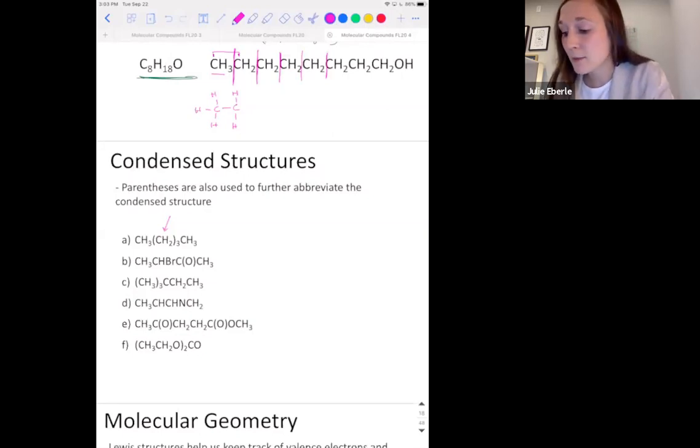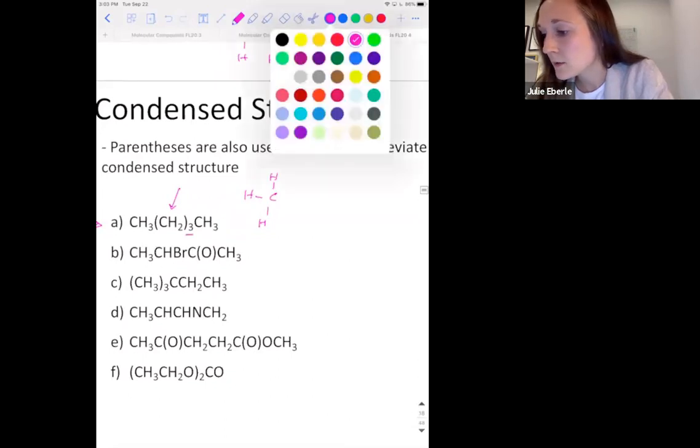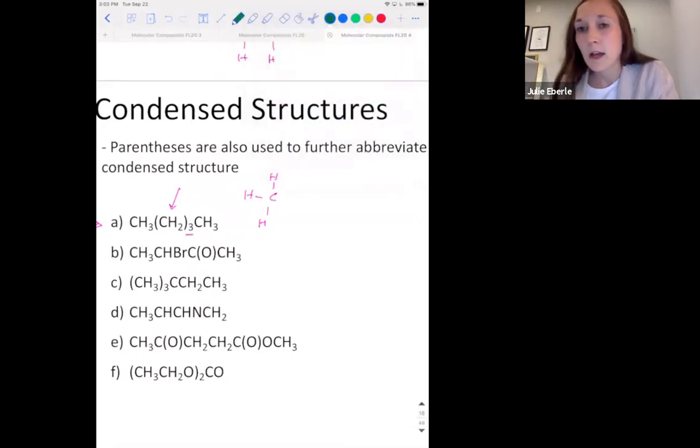Okay, so for example, if we expanded A, we would have CH3. That's our first group. Now, what's in the parentheses is an identical group, CH2. And what that subscript 3 means is that there are 3 CH2 groups right in a row, bam, bam, bam. Okay, so I'm now going to draw those CH2 groups.